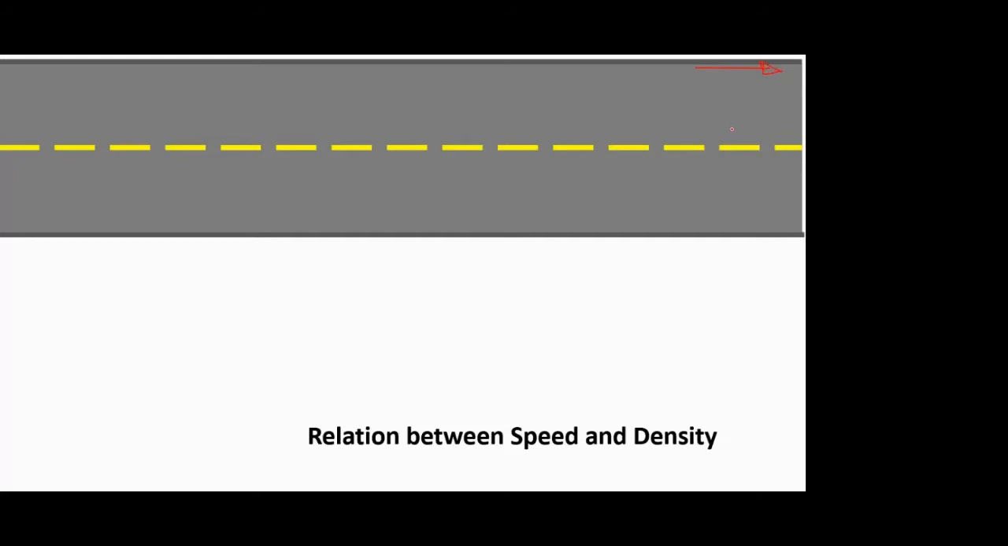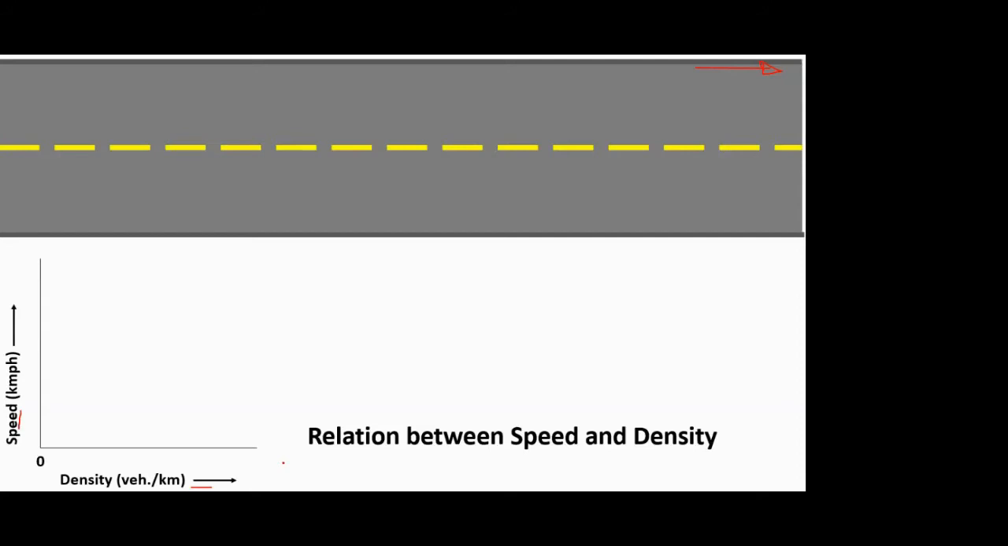Now on this road, if I start doing a survey or a videography survey, and then see the recording later, and side by side plot the graph of speed versus density, the speed in kmph is on the y-axis, and the density, which is expressed as vehicles per kilometer, is plotted on the x-axis.